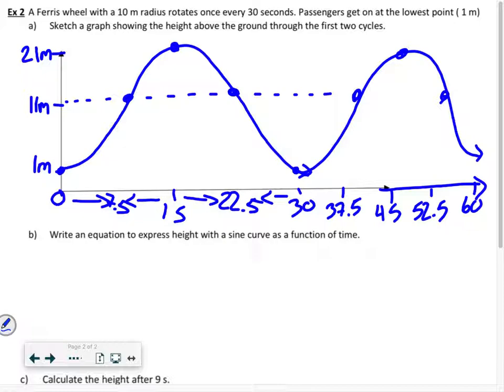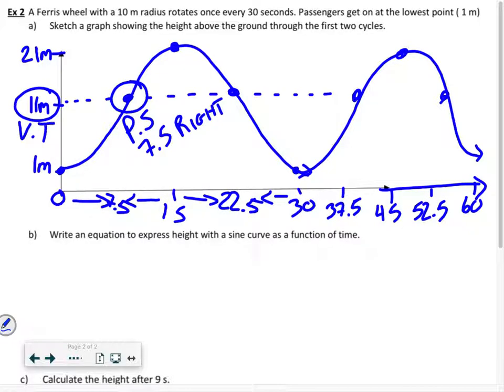2 cycles. Write an equation to express the height with a sine curve as a function of time. Okay, a sine curve, I'm probably going to start with a positive sine value. So I'm going to start with the point right here, the first value that gets to the middle of the graph. Okay, so what that means is my phase shift is 7.5. So we've got 7.5 right. My midpoint of my graph is going to tell me my vertical translation. So we're plus 11. My radius is the amplitude, which is equal to 10.